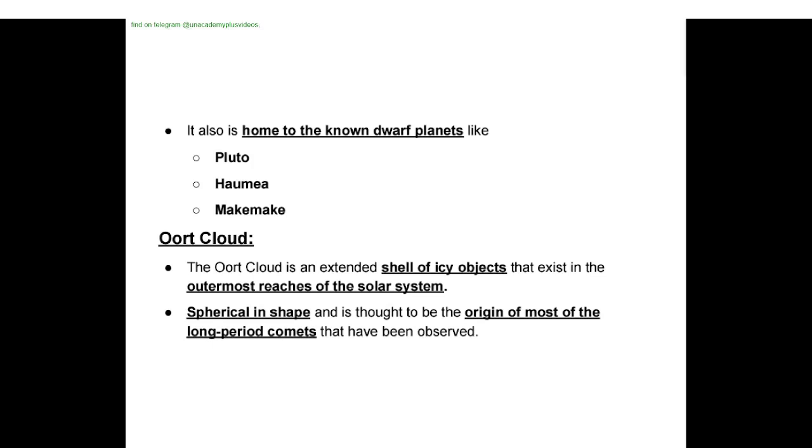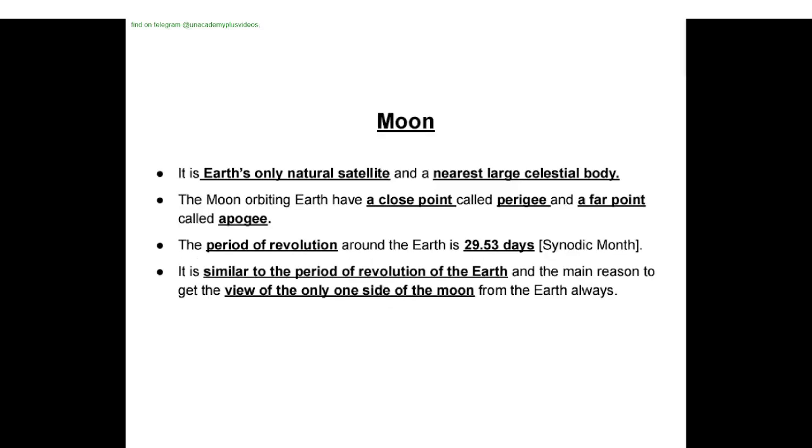Oort cloud. The Oort cloud is an extended shell of icy objects that exist in the outermost reaches of the solar system. It is spherical in shape and is thought to be the origin of most of the long period comets that have been observed. Moon. It is Earth's only natural satellite and the nearest large celestial body.